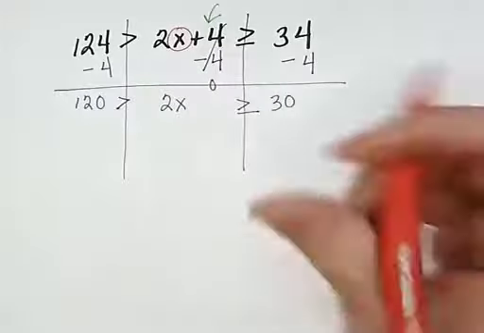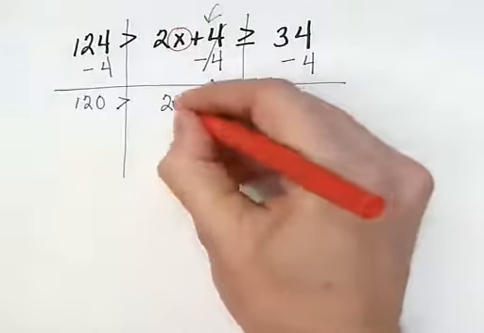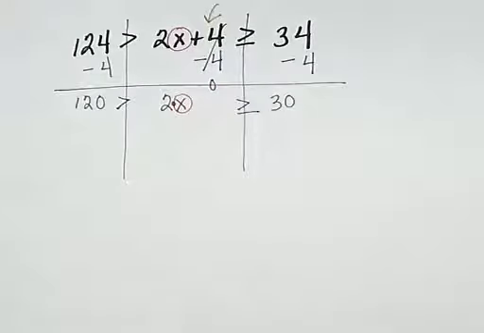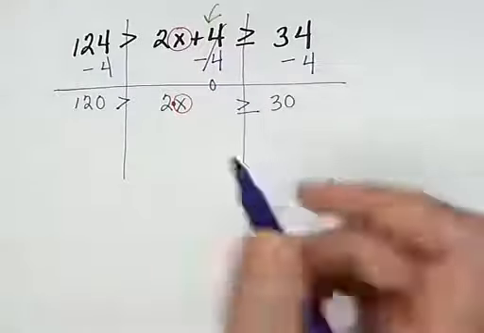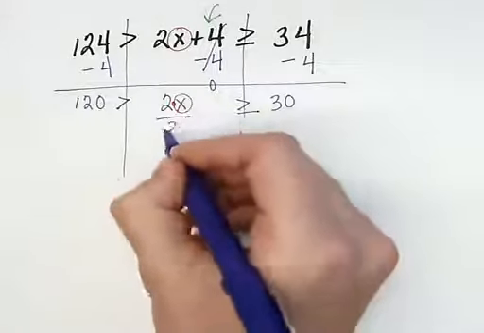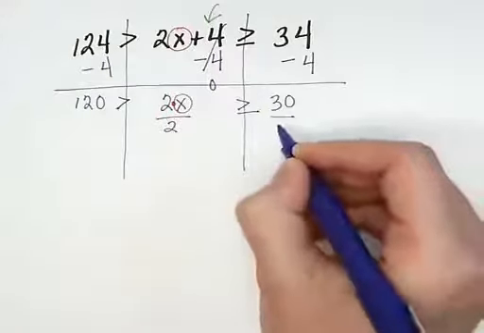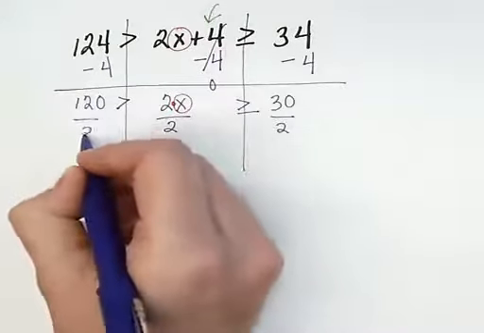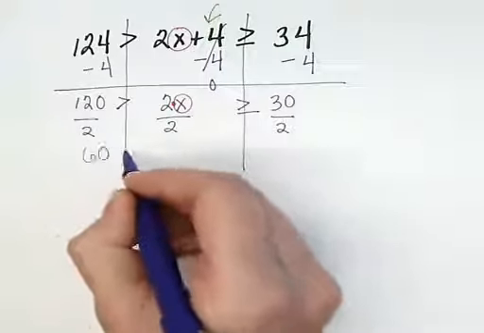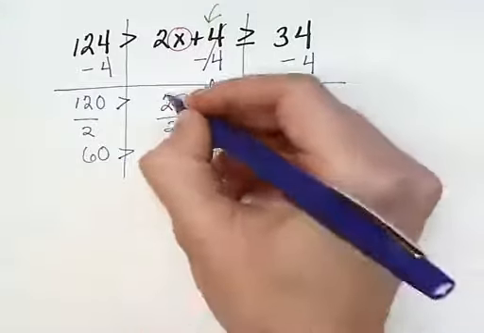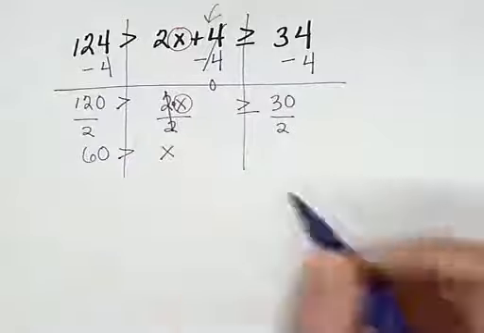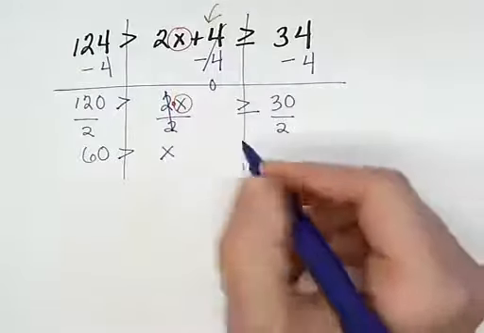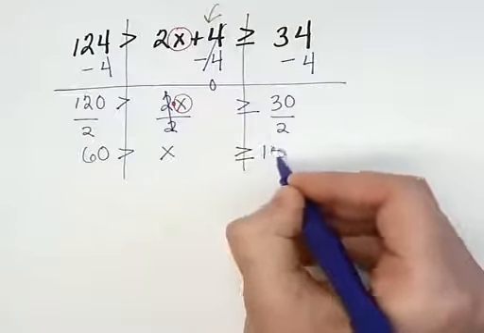Alright, I still want to get this x all by itself. I need to eliminate the multiplication that's happening with it, and the best way to do that is to divide by 2. So if I divide the middle by 2, I need to do that to the right side and to the left side. So I get 60, which is greater than x, because the 2 divided by 2 makes a 1, and a 1 times x is just x, which is greater than or equal to 15.